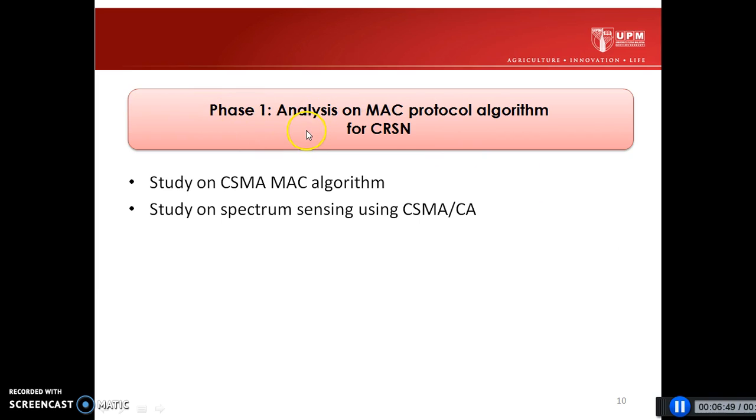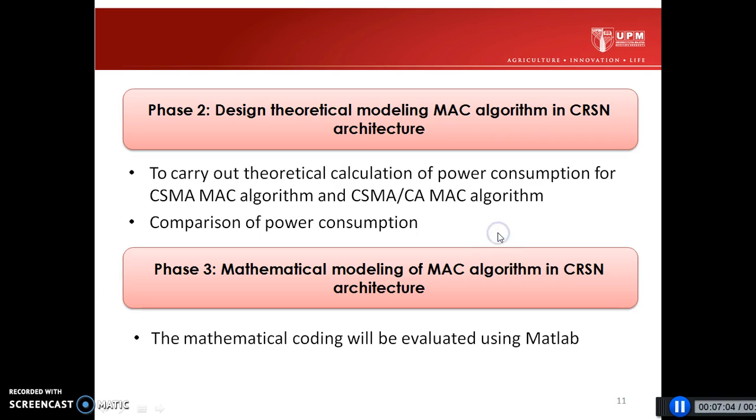In the first phase, you can see, is an analysis on MAC protocol algorithm for CRSN. Usually we do a study on the CSMA MAC algorithm and a study on spectrum sensing using the CSMA CA MAC algorithm. And the second phase is a design of theoretical modeling of the MAC algorithm in CRSN architecture, is to carry out the theoretical calculation for power consumption for the CSMA MAC algorithm and the CSMA CA MAC algorithm, to differentiate between them.